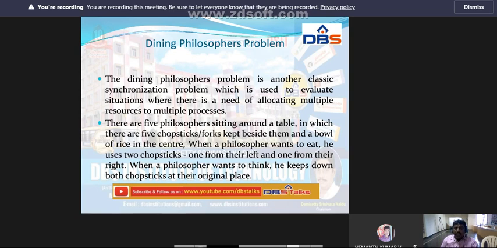When a philosopher wants to eat, he uses two chopsticks, one from the left and one from the right. When a philosopher wants to think, he puts down both chopsticks in their original place. Whenever a philosopher wants to eat, he uses two chopsticks for eating.